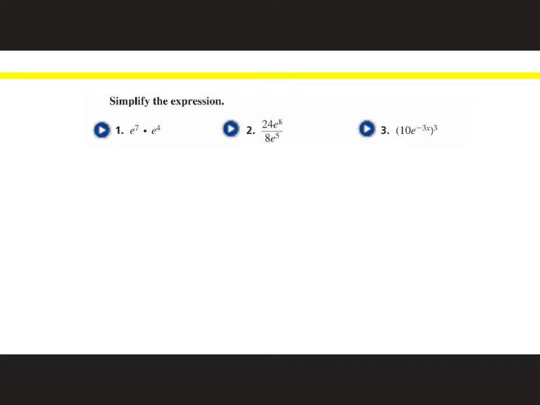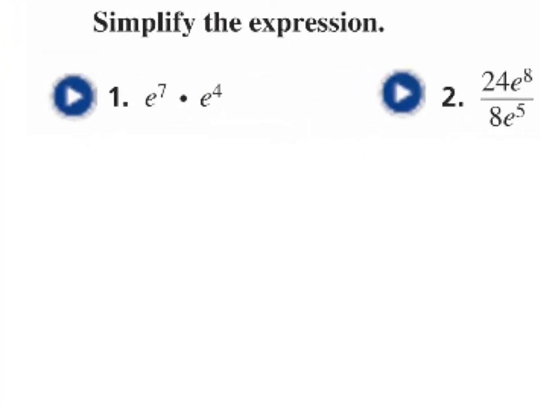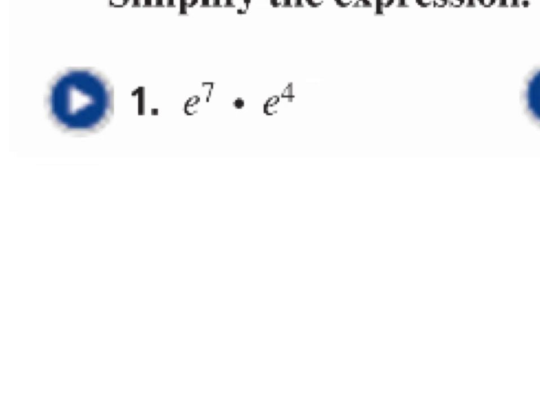All right, 3 more, just like the ones we did before. What do we do here? Add the exponents. Since we're multiplying, we add the exponents to combine. So what is 7 plus 4? 11. So e to the power of 11.